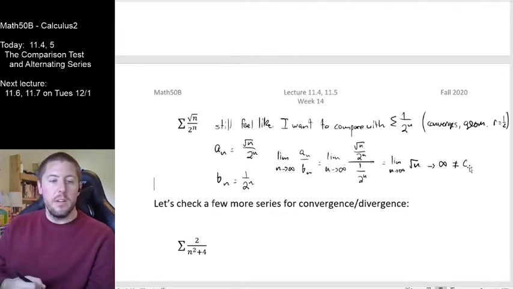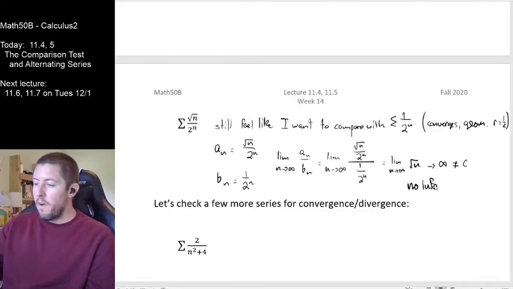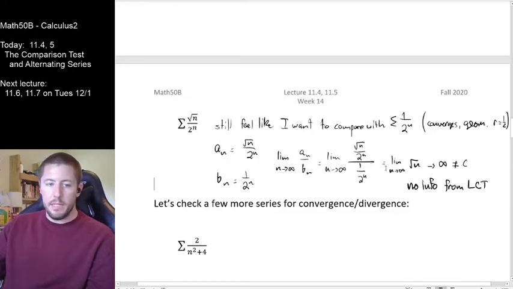All right. So what we found is that our limit did not converge to some value. So this is therefore going to give us no info from the limit comparison test. Right? The limit comparison test requires that the ratio of the terms have a limit that tends to a constant. Our limit diverged to infinity, so we get no information from the limit comparison test. So you should notice with this one, we're double stuck. The comparison test with 1 over 2 to the n gave us no information, and the limit comparison test with 1 over 2 to the n also gave us no information.